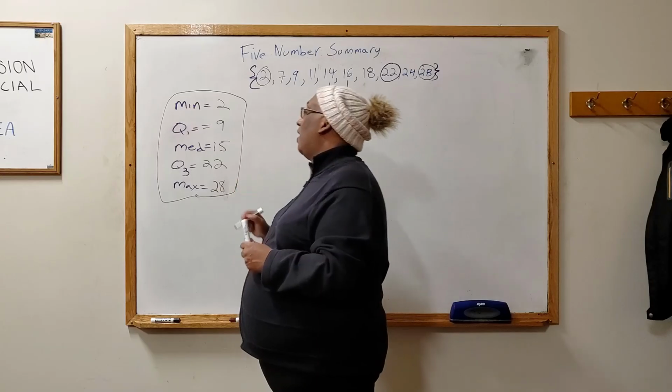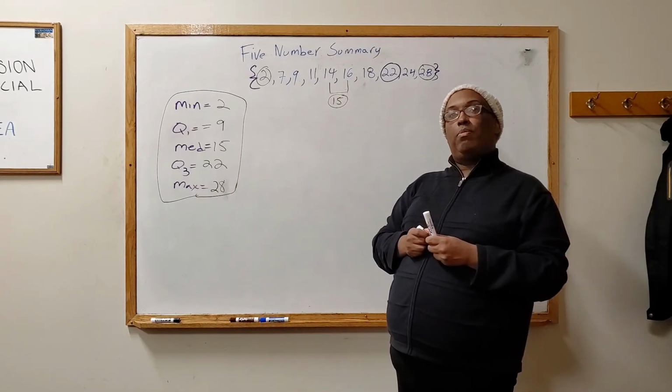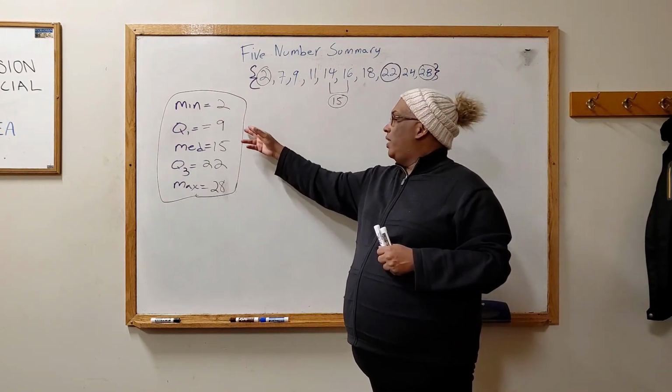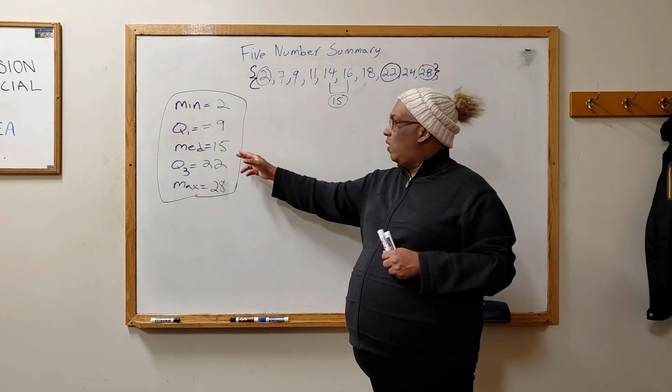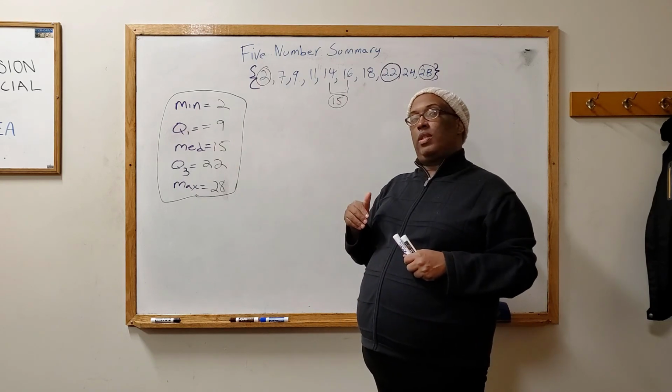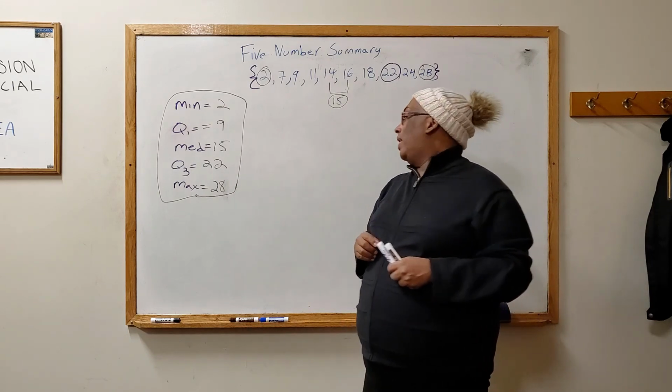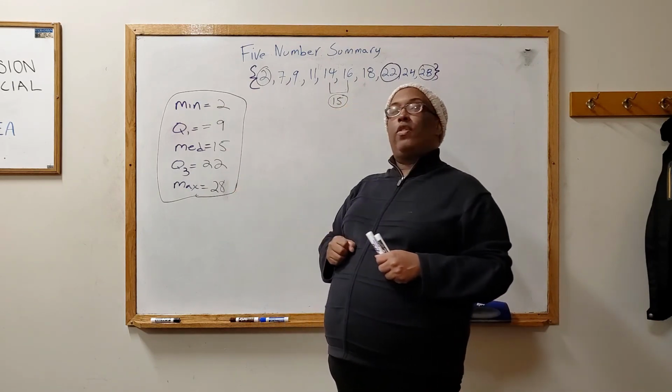So we have our 5-number summary. The 5-number summary we have is 2 for the minimum, 9 for the first quartile, 15 for the second quartile, which we call the median, 22 for the third quartile, and 28 for the maximum.